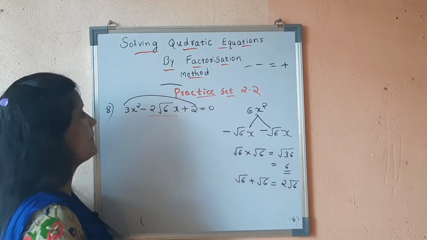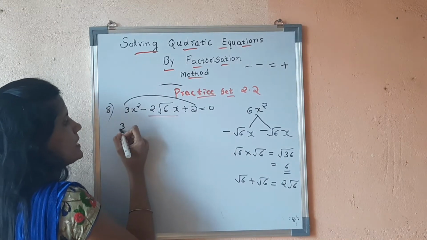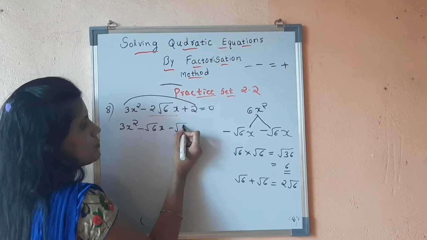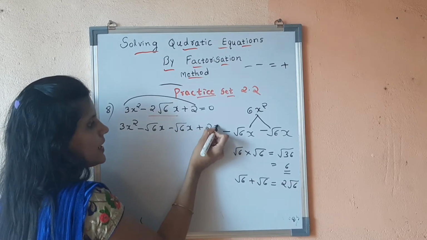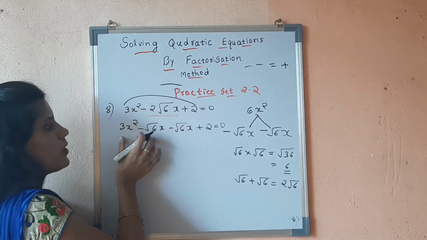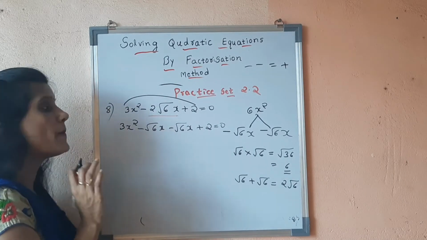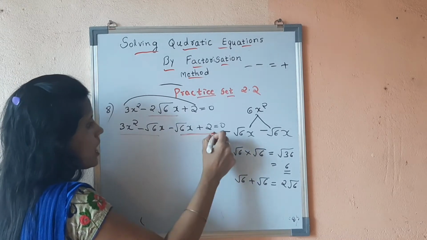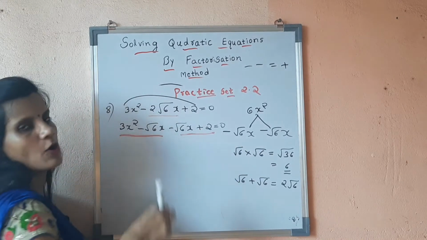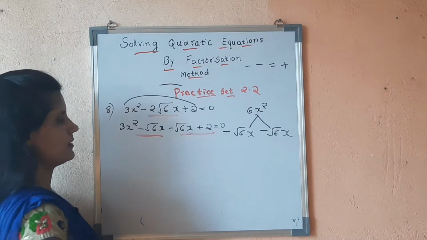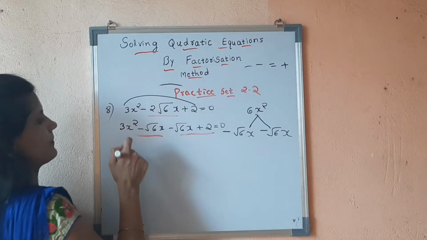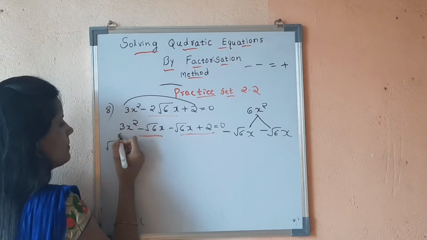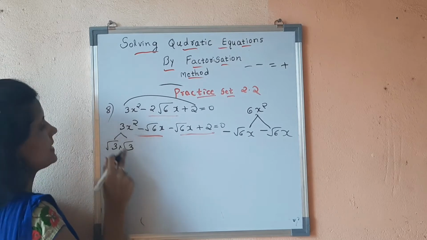So very easy sum. Let me solve here. 3x square minus root 6x minus root 6x plus 2 equal to 0. Now you should take the common out. We should concentrate on this. Here it is a little bit tricky how we will take the common out. Now how to solve this sum? 3x square, I can write root 3 into root 3. Root 3 into root 3 is root 9. Root 9 is nothing but 3.